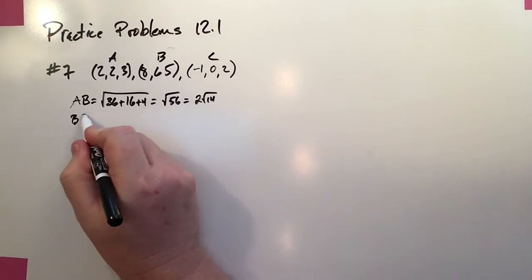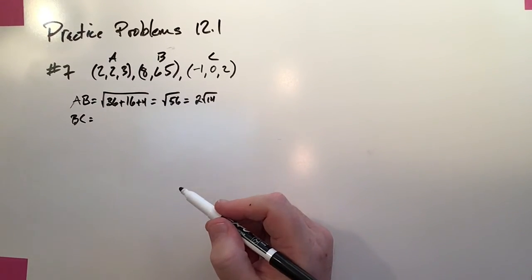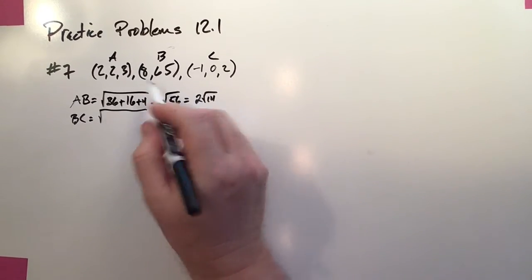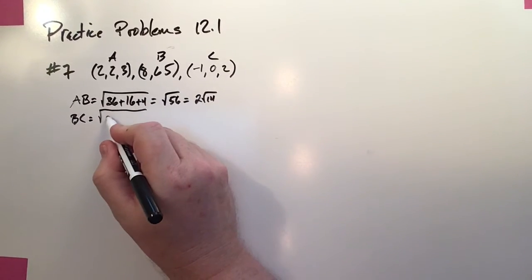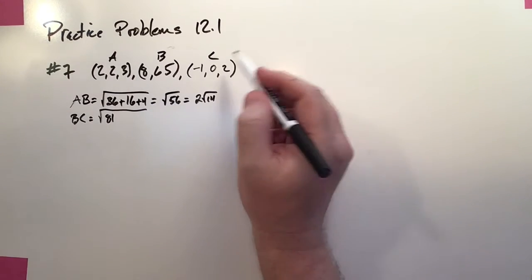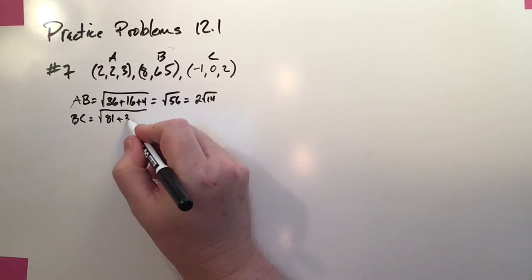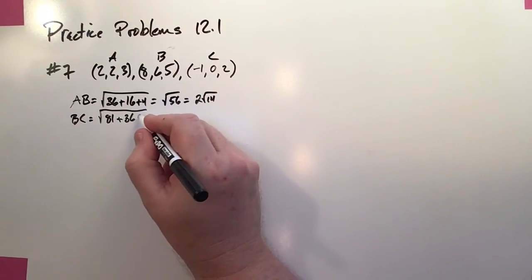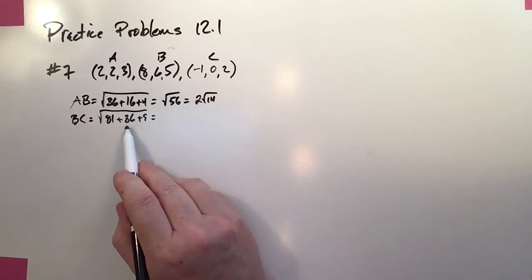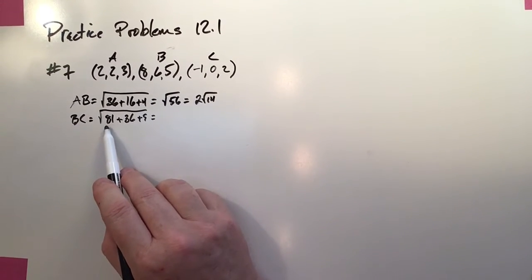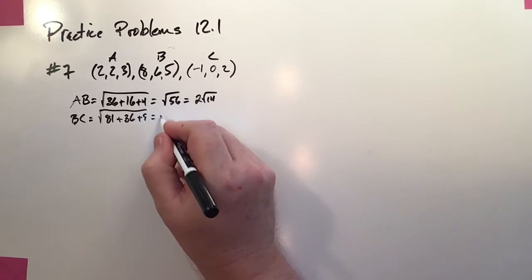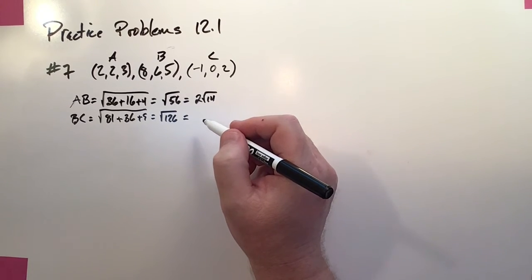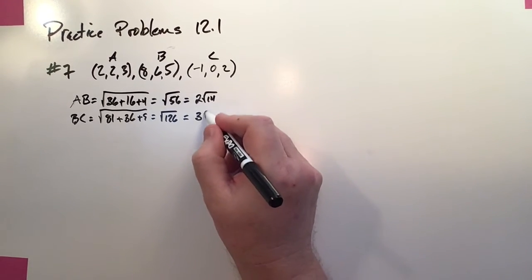Okay, BC is equal to the square root of, oh no, sorry. -1 minus 8 is -9, squared is 81. 0 minus 6 squared is 36, and 2 minus 5 is -3, squared is 9. So this would be 126. So the square root of 126, which is also a multiple of 14. This is 9 times 14, or 3 radical 14.